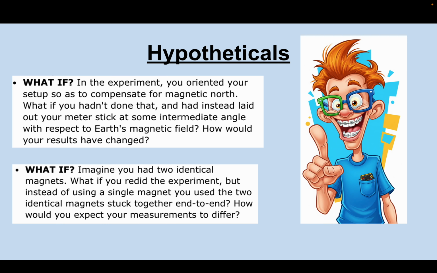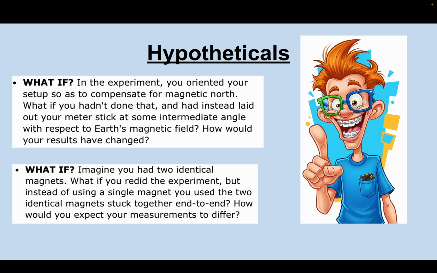There were 2 hypothetical situations that we were given. The first is on top, and it basically says, what if we had laid out our meter stick at some intermediate angle with respect to Earth's magnetic field, and how would the results have changed? If we had actually done this instead, the results would have been skewed in the direction of true north, and there would have been more error as a result. This wouldn't have given us very useful findings and would have made things more complicated, so it would ultimately not have led to anything productive.